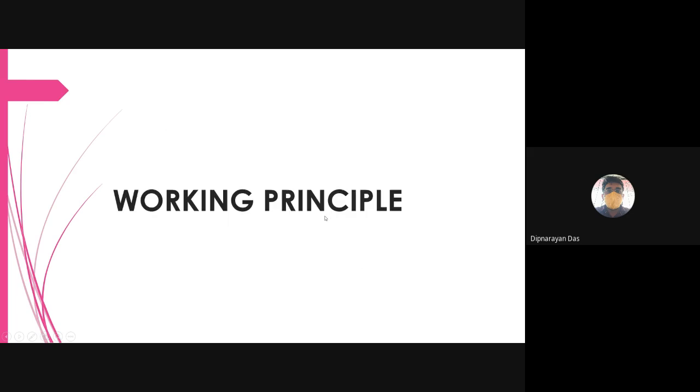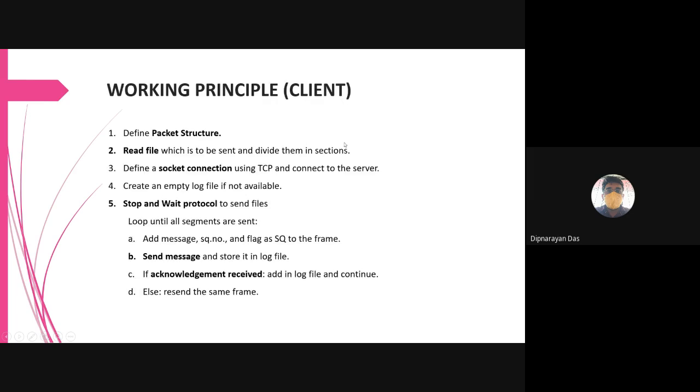Okay, so now the working principle. This is the client-side working principle: we first need to define the packet structure. We need to read the file and divide it into sections. For example, if we mention that the buffer size or segment size will be 10 bytes of data, we need to divide the file into segments. We will create the connection and establish it to the server. We will open a log file if that is not available.